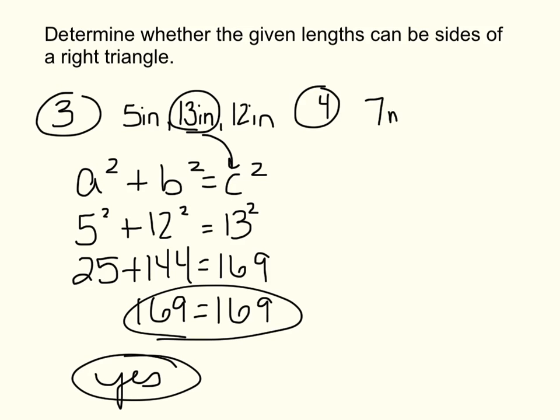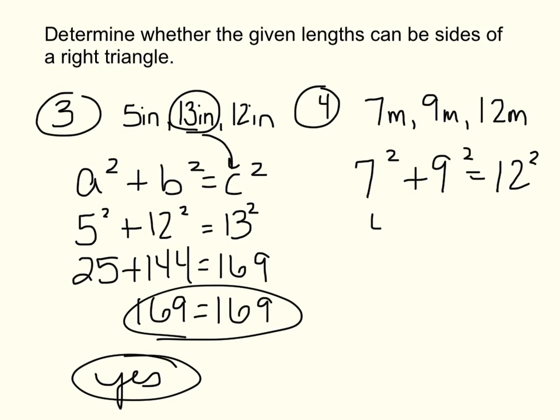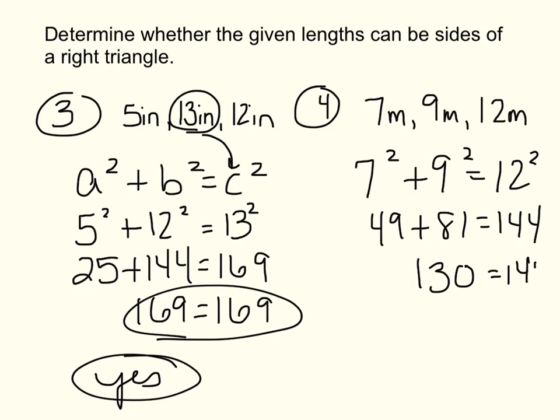Example number 4. 7 meters, 9 meters, and 12 meters. Do that yourself. Pause the video and see what you get. If you plugged it in, you'd have gotten 49 plus 81 equals 144. 49 plus 81 is 130. 130 does not equal 144. So no, this one is not a right triangle.